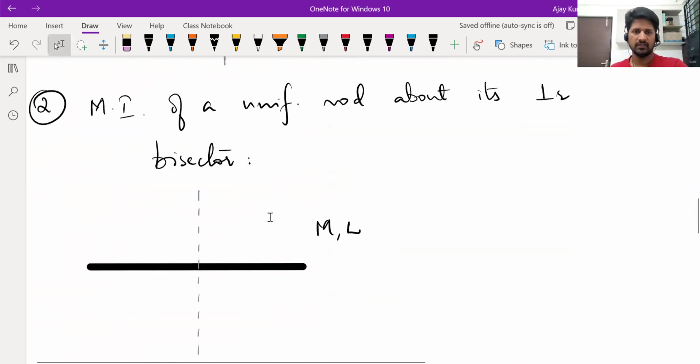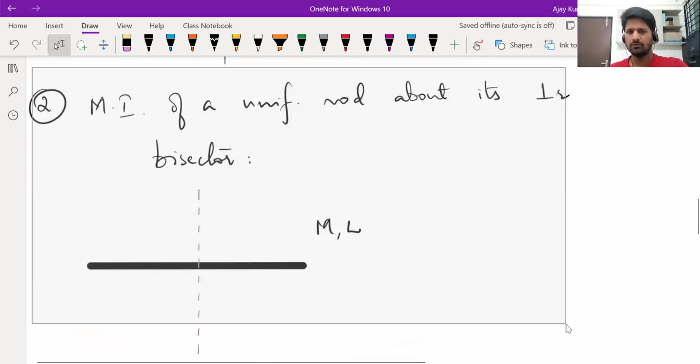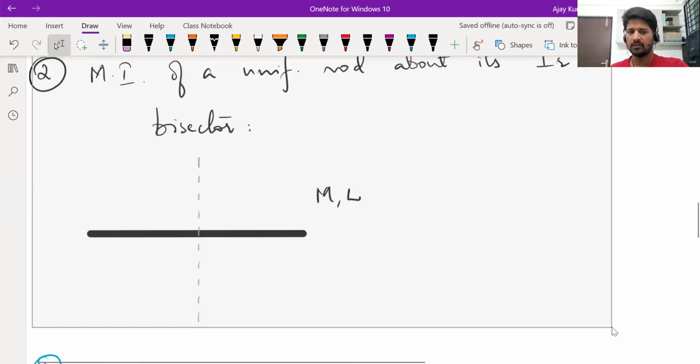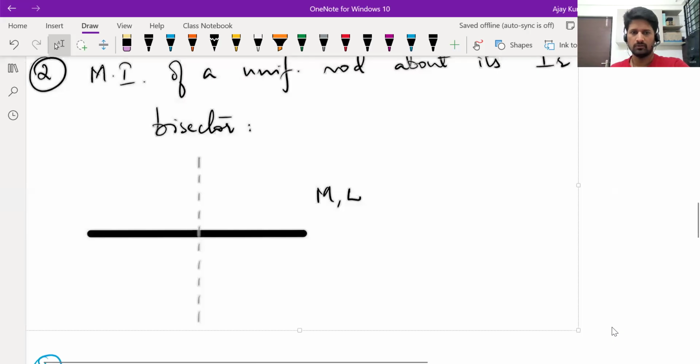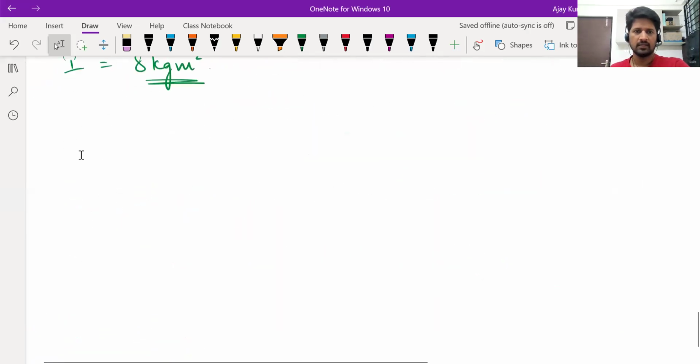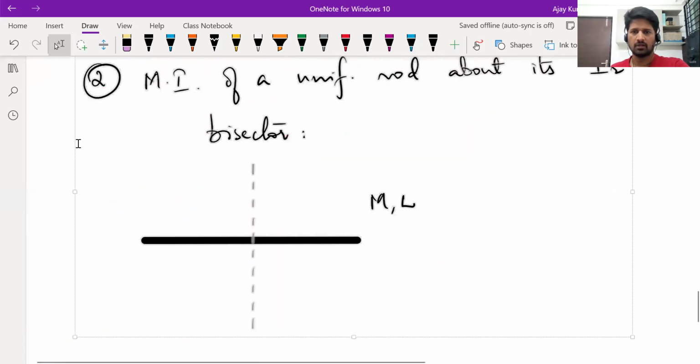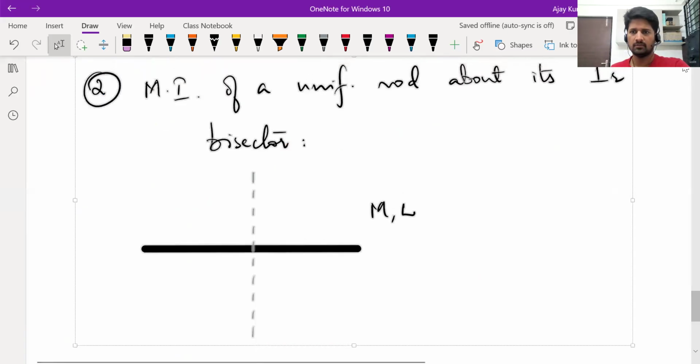Now let's go back to that derivation. Moment of inertia of a uniform rod only, but about the perpendicular bisector is what we want to do now. Can any of you give me an idea how we shall proceed to derive its moment of inertia?